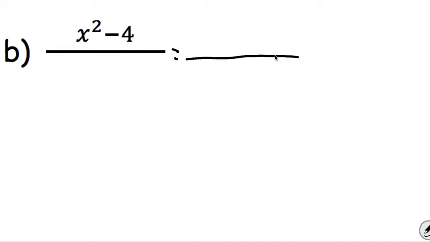This is a difference of two squares. Difference, meaning subtraction, two terms, and they're both perfect squares. X squared is a perfect square, and 4 is a perfect square. So we can go right into our two sets of parentheses, and we say what times itself gives us x squared? Well, that's an x times an x. Remember, one's a plus, one's a minus. What times itself gives us 4? And that will be a 2 and a 2, okay?